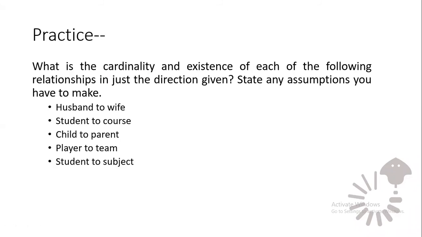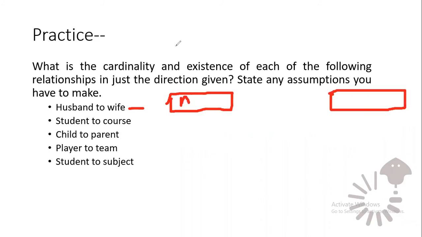So example, if we will be identifying the cardinality of the following, paano natin gagawin yan? First, husband to wife. Of course, you need to represent this using the ER diagram. Husband, wife. Tapos relationship. What is the relationship between husband and wife?